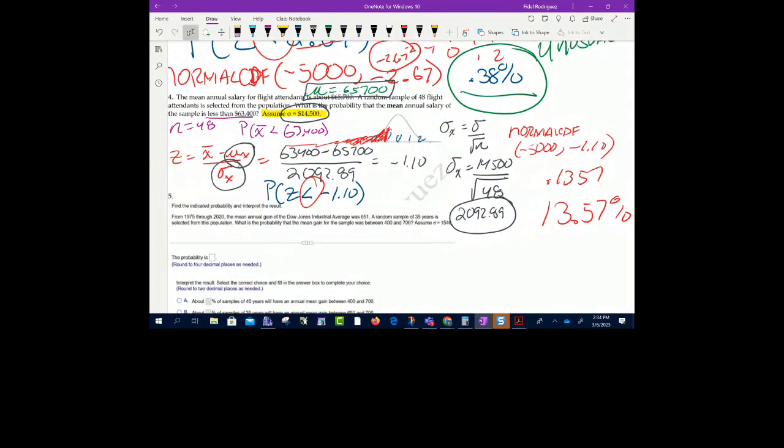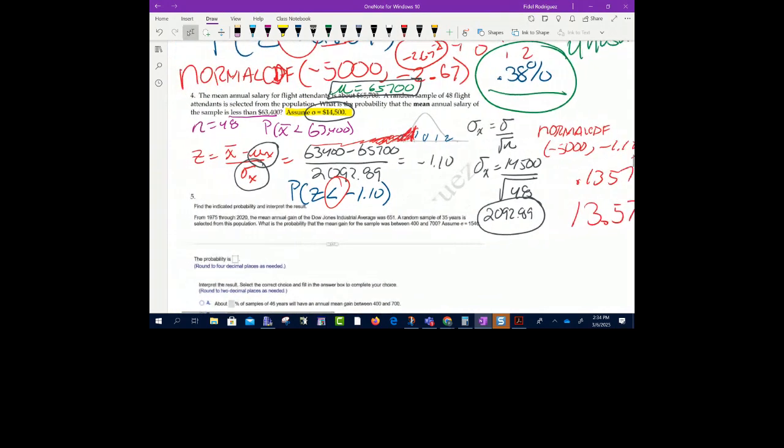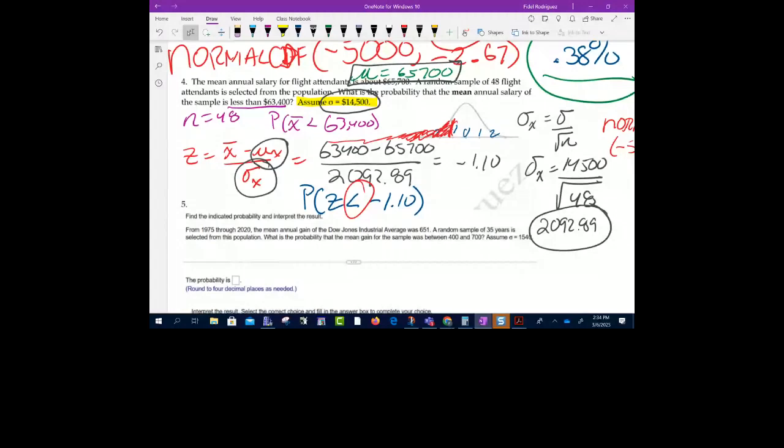Before I go on, I want to come back and look at this question that we did. Remember what we said the average salary was for flight attendants? We said that the average salary for flight attendants was what?